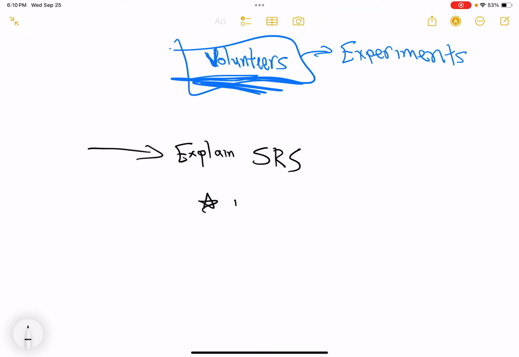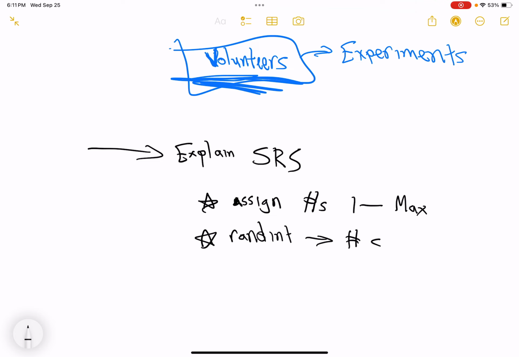It's normally assigning a number, right? Assign numbers, 1, 2, whatever your highest is. I'll call that my max, right? And then random number generator, right? Random int or rand number generator, whatever you want to say. And then you want to make sure you take however many, right? Whatever you need to sample, number sampled.